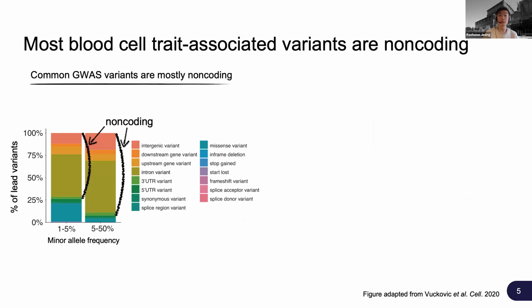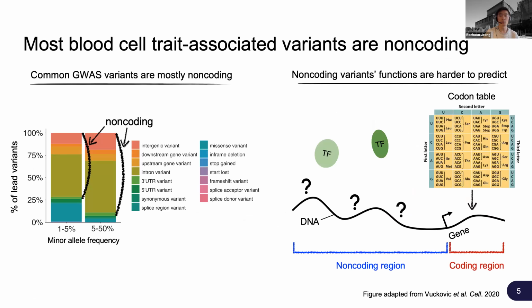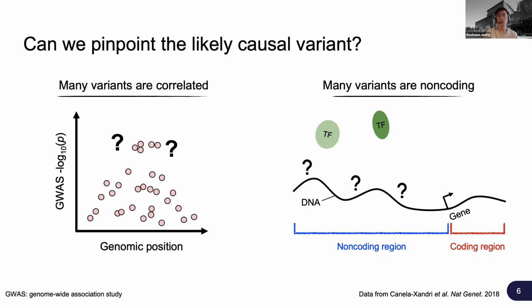In addition, variants that are associated with many complex traits, including blood cell traits, are mostly non-coding, especially so for common variants with allele frequency greater than 1% or 5%. The functions of these non-coding variants are harder to predict than those of coding variants. For coding variants, we know how the amino acids are encoded in the mRNA sequence, but the non-coding region is vast, and we do not know just from the sequences what the functions might be. So these two properties make pinpointing causal variants at GWAS loci very difficult.